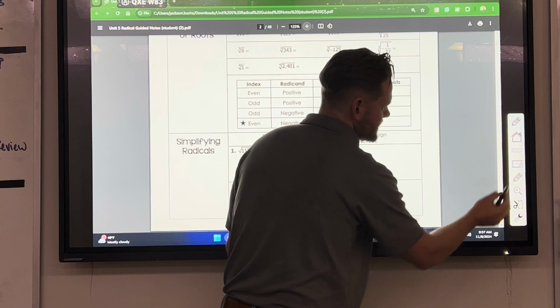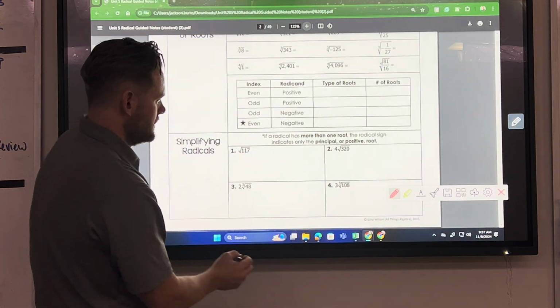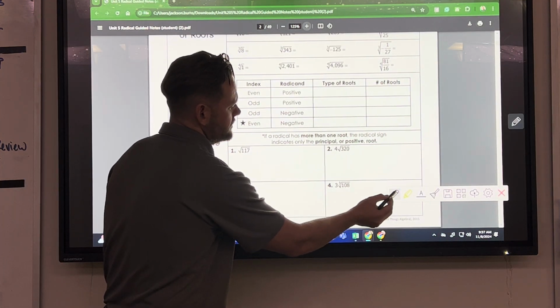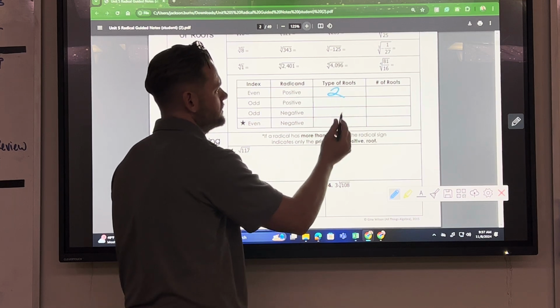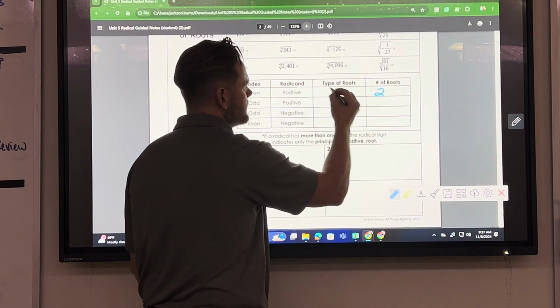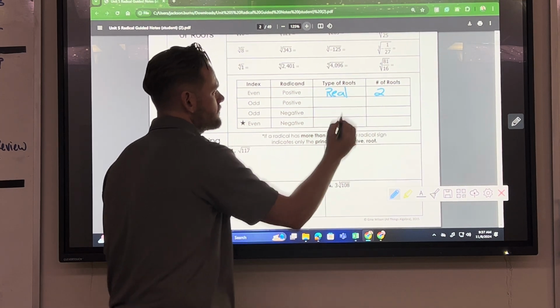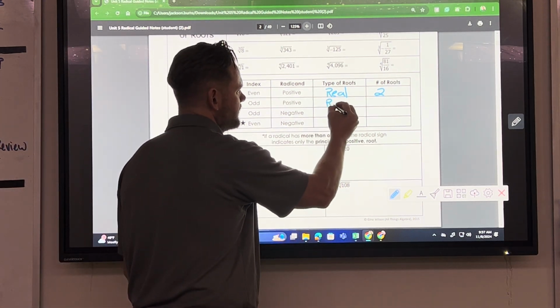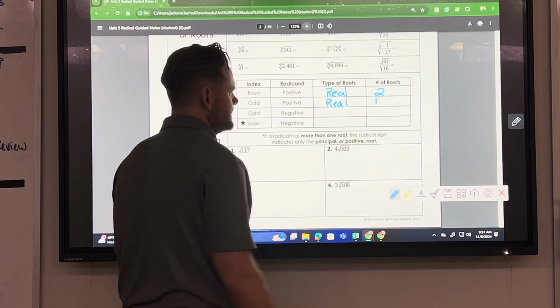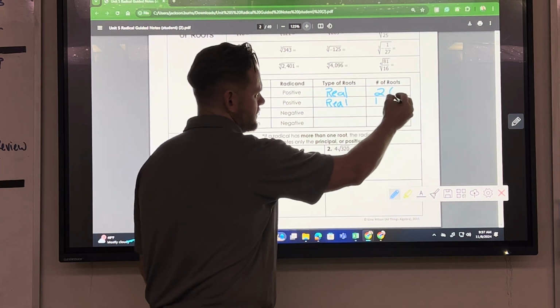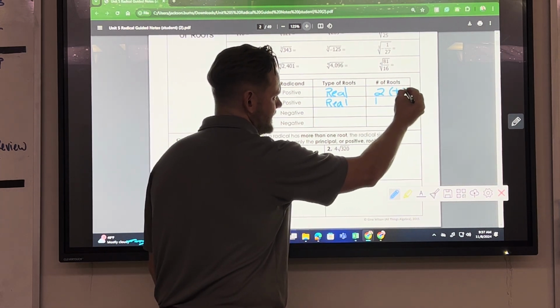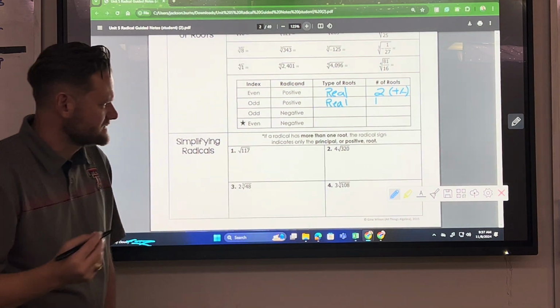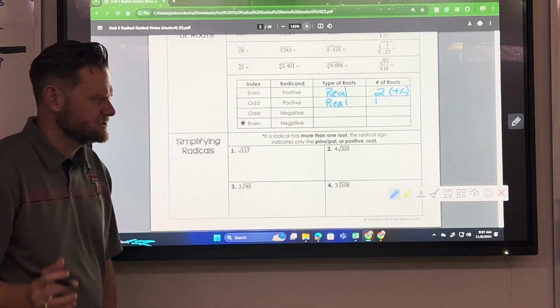So on our guided notes portions, if you have an even index, you know you have 2 types of roots. Two roots, and they're both real. When it's odd, you only have 1 root, and it is real. So up here, remember we'll have a plus or minus when the index is even. On odds, we just have 1.